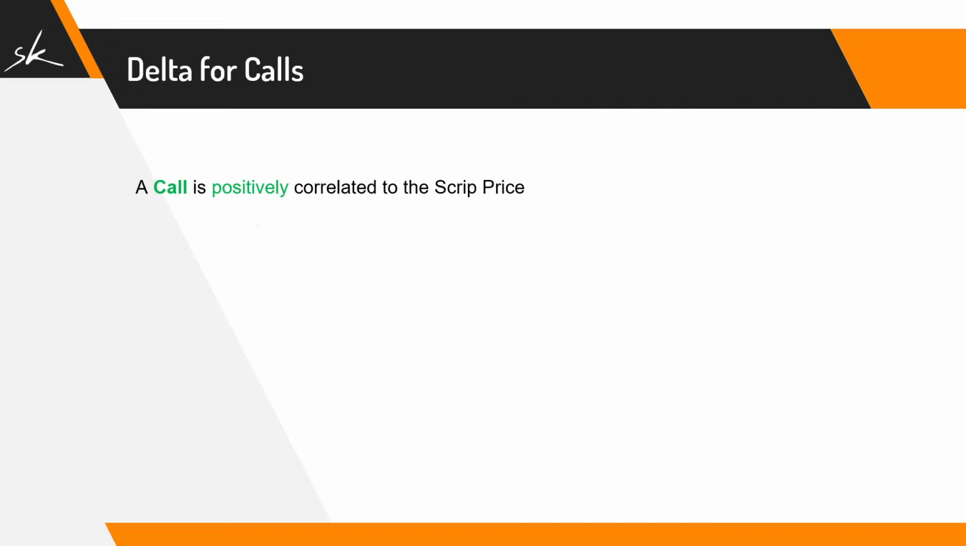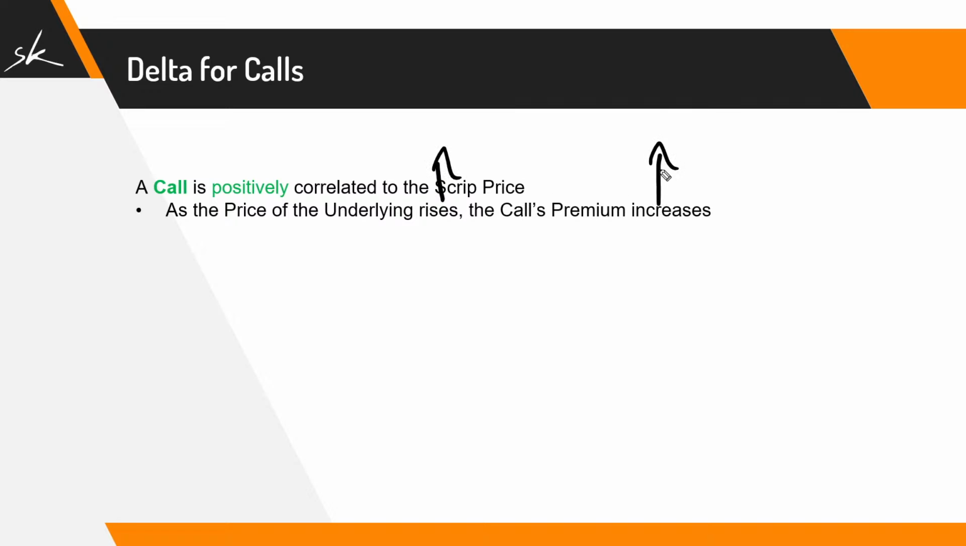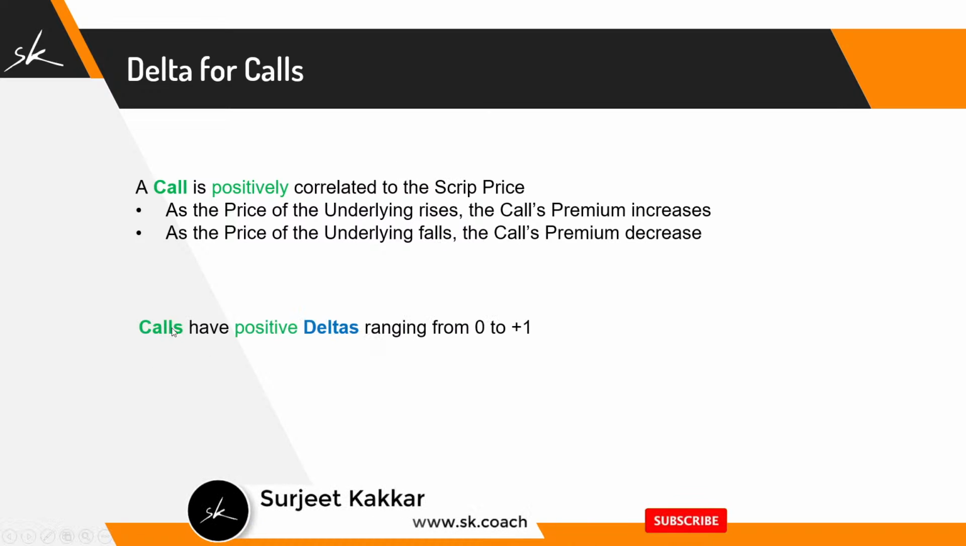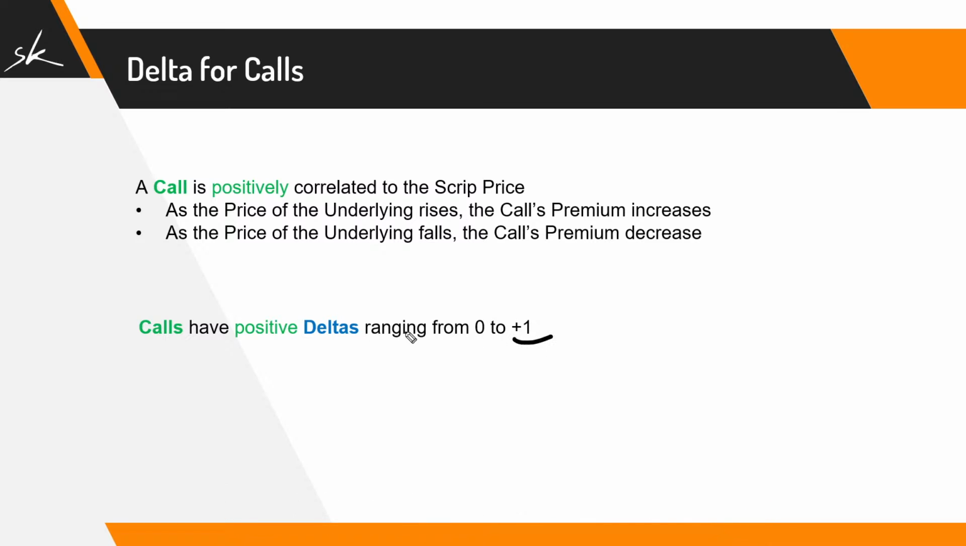So again, it's just a quick recap. Calls are positively correlated to the underlying. As the price of the underlying rises, the call premium will also increase, and similarly, as the price of the underlying falls, the call premium will decrease. Why? Because they are positively correlated. So what does that mean? Calls will have a positive delta ranging from 0 to +1. Why? Because it is a positively correlated unit. The minimum can be 0 and the maximum can be 1.